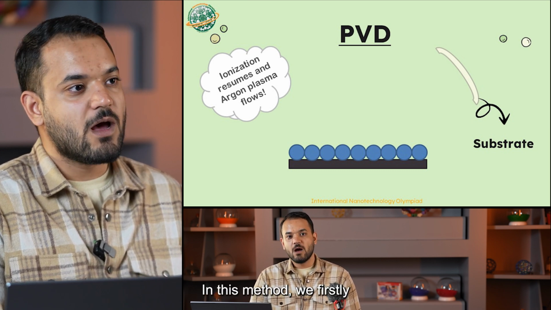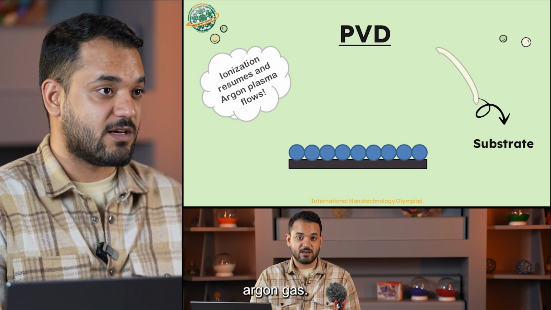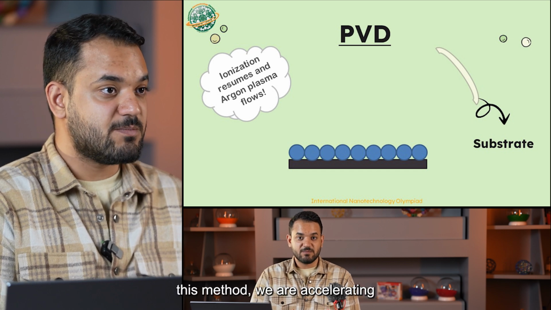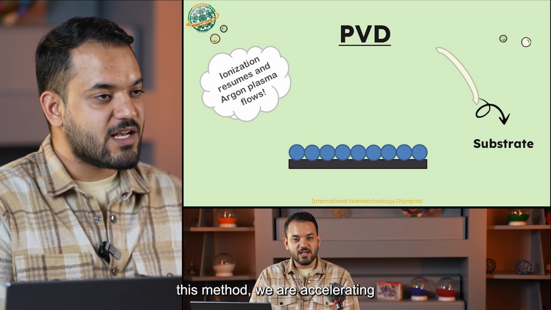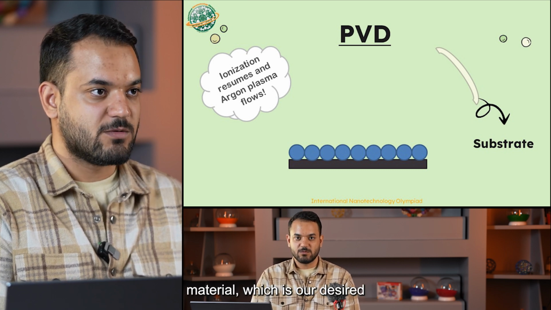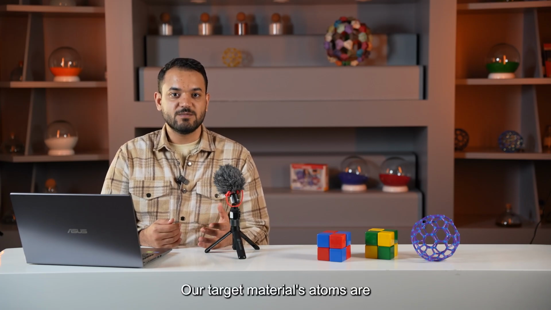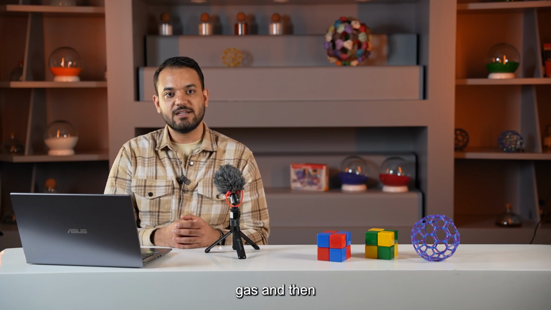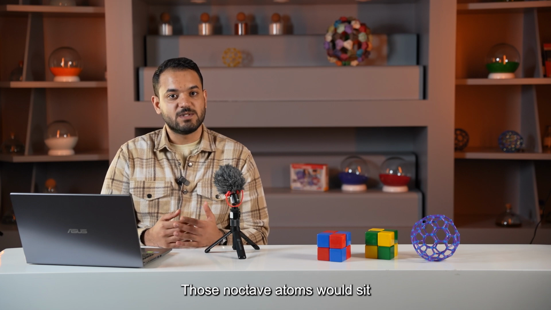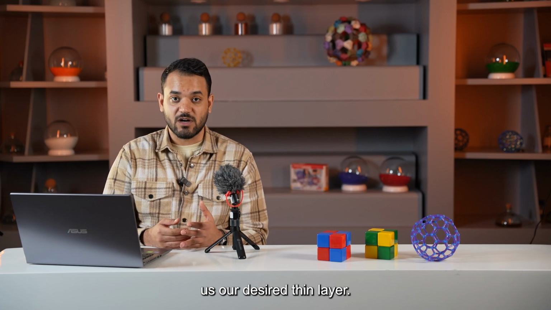In this method, we first create a plasma, usually from argon gas. To put it simply, we are accelerating argon ions into our target material, which is our desired material for our thin layer. The atoms of our target material are knocked off by the argon ions, and then those knocked-off atoms sit on our substrate and make our desired thin layer.